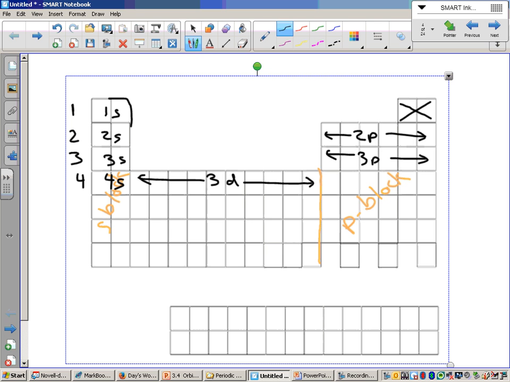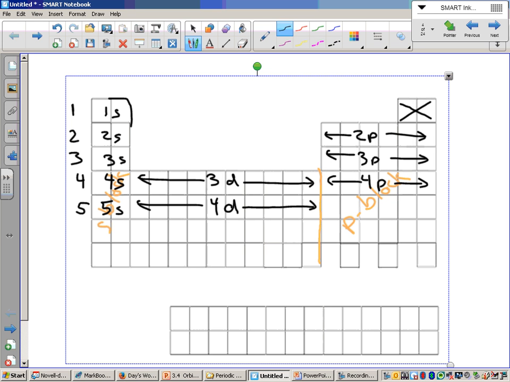So what's filled after the 3d orbitals are full? What is this going to be described as? Jenna? 4p. 4p is filled next. I come back to a new row. I'm in period 5. What's this guy? 5s. What's this next group? 4d, because it lags behind by 1. 4d.